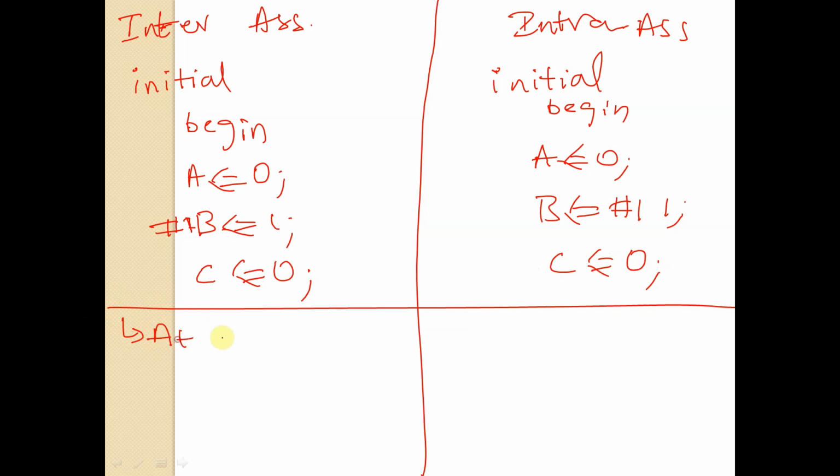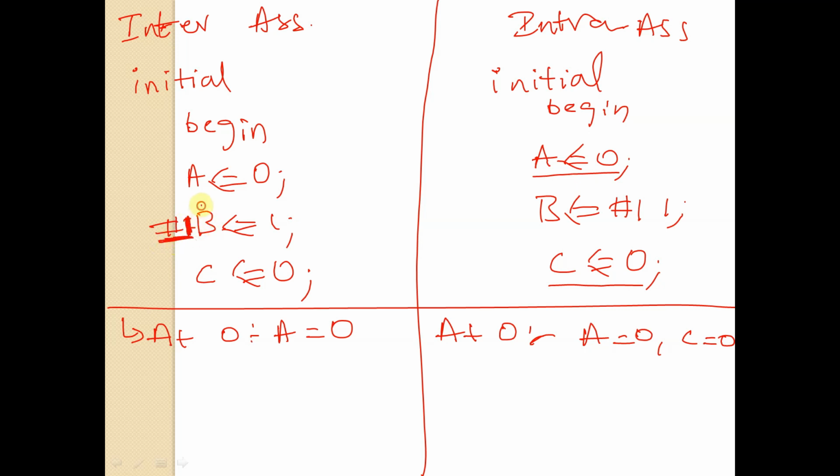So at 0 time unit, what I will get, a is equal to 0, and here at 0 time unit I will get a is equal to 0 and c is equal to 0. Here I will get both the values, a is equal to 0 and c is equal to 0. Whereas in case of inter assignment delay, here the delay 1 is present. So after completing this delay only, the whole assignment will happen. That is b is equal to 1 and c is equal to 1.